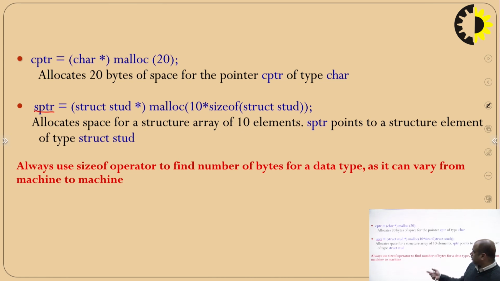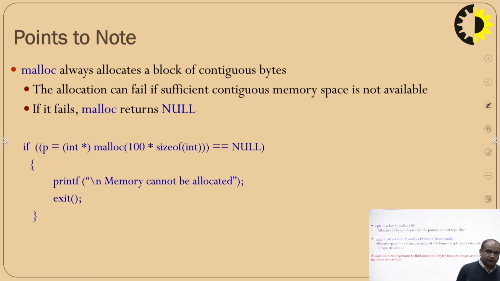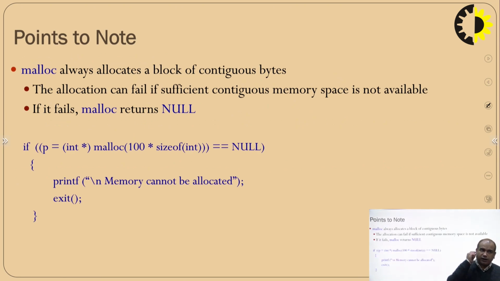So we always use the sizeof operator to define the number of bytes to be used, meaning how much size it is going to take. Next, an important point to be noted: malloc always allocates a block of contiguous bytes. So the allocation can fail if sufficient contiguous memory space is not available. If it fails, malloc returns null.